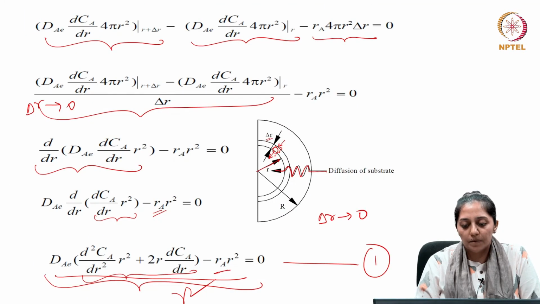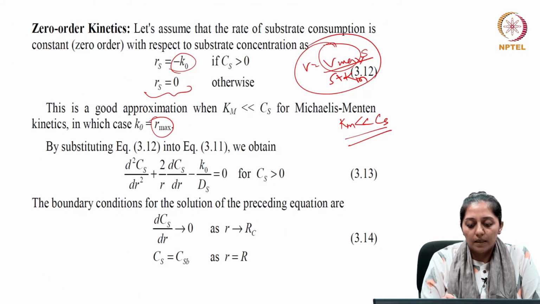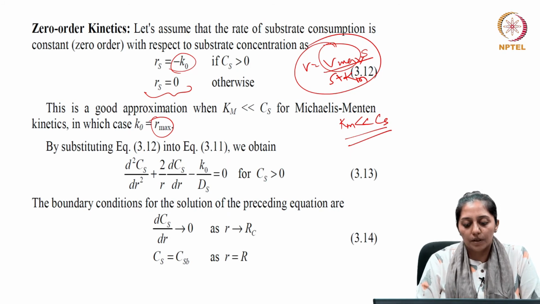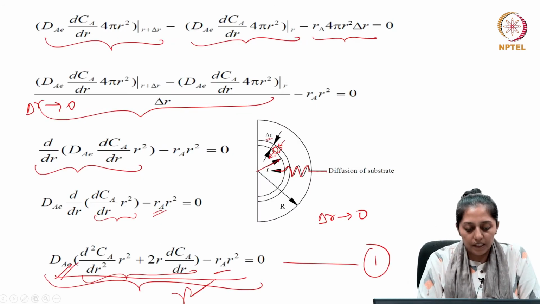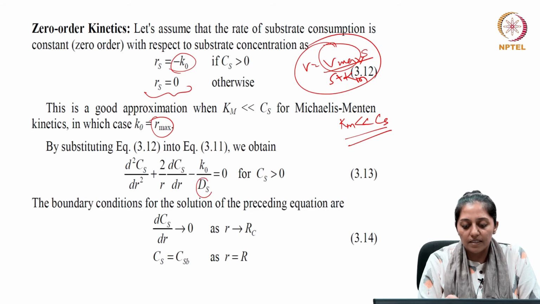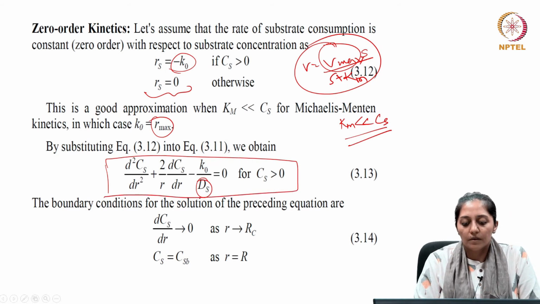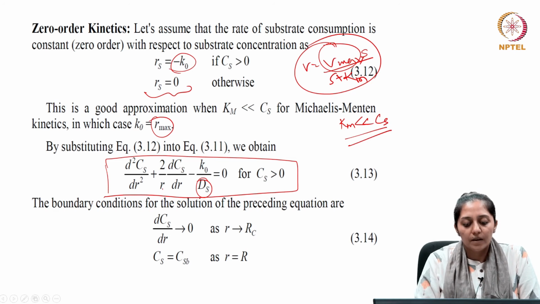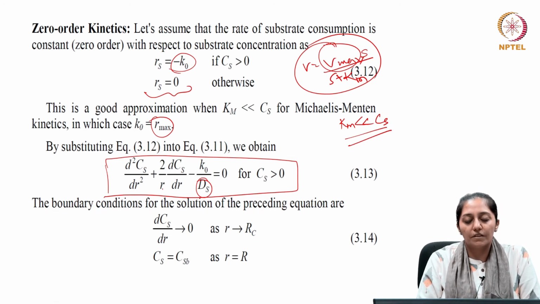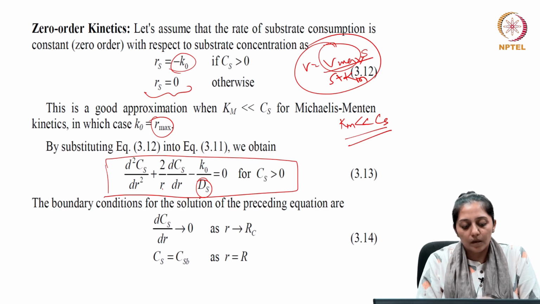Now, if we substitute this in equation 3.11 in place of Rs, we place here minus K naught, and then you divide the entire equation by the diffusivity constant, D Ae here, which is termed as Ds here. This becomes your equation where your Cs is being related to R. So, in order to solve this double differential equation, we make use of the boundary conditions.